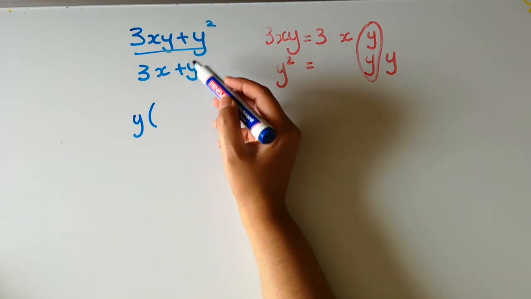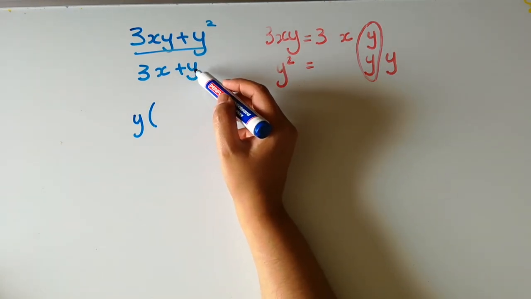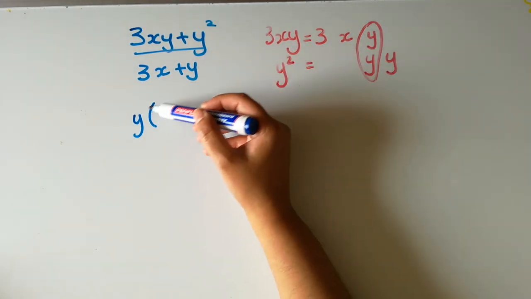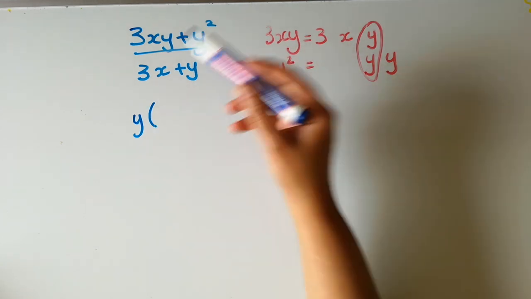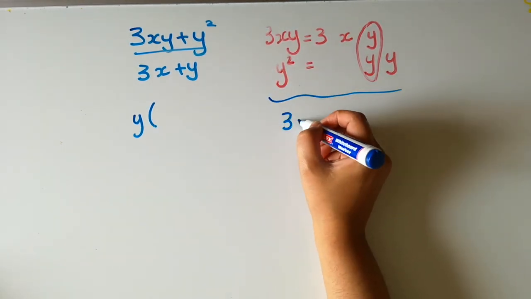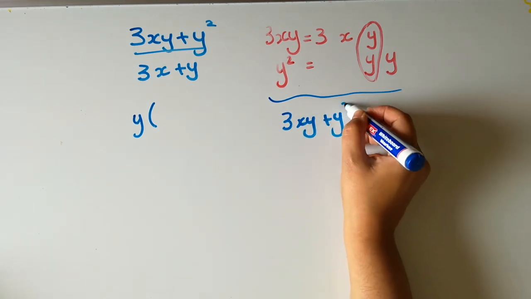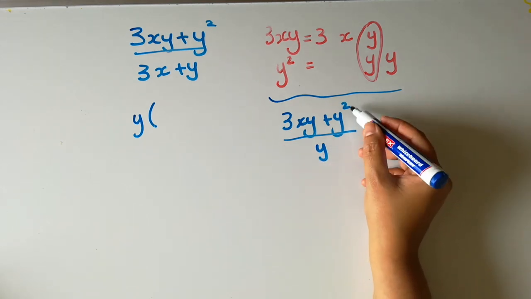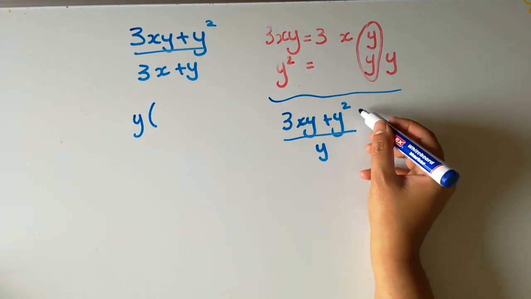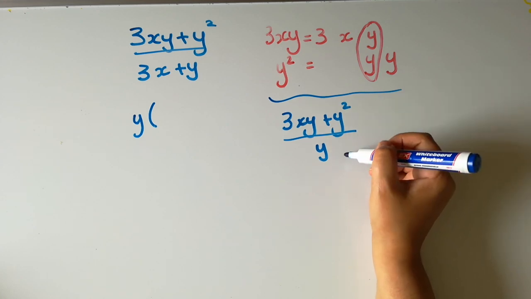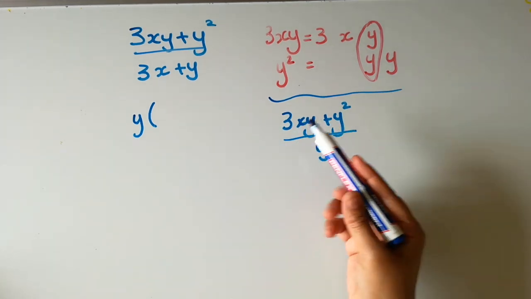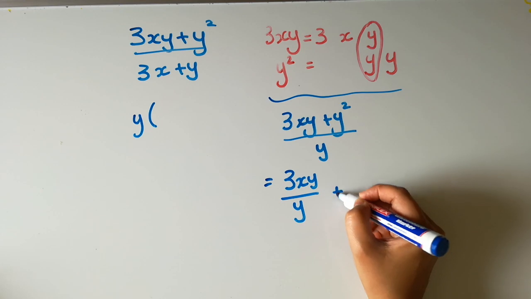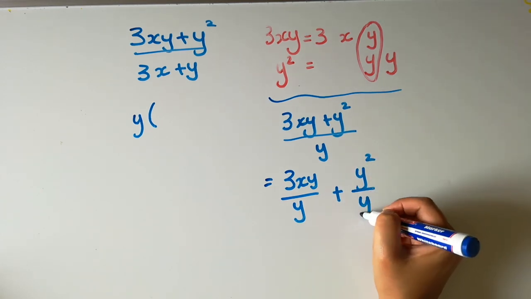Now, if you look back at the video on how to factorize by taking out the common factor, the first step is to take out the common factor. Second step, divide this expression by the common factor. So that's 3xy plus y squared divided by y. Right, so looking back at a previous video on how to divide an expression, first step, separate. So that's 3xy over y plus y squared over y.